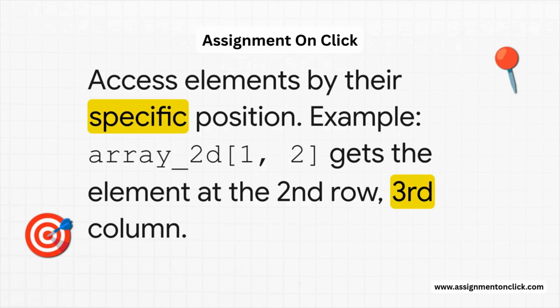Look at the example here, array_2D[1, 2]. We're not just grabbing the second element. No. In a multi-dimensional array, you can give it a coordinate for each dimension. So this code is saying, go to the second row, then go to the third column. And it grabs that one specific value. It's simple, but it's incredibly powerful.